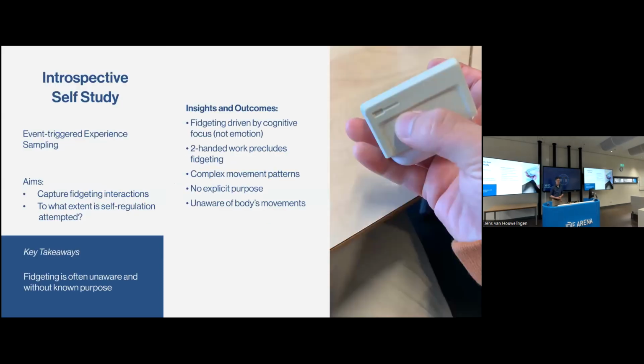So at first we did an introspective study. And when I say we, that was myself, Han and Heist, we all looked at our own fidgeting behaviors and said, why are we doing this? What is it doing for us? We did some lightweight experience sampling. And we found our key takeaway is that fidgeting is often unaware and without a known purpose.